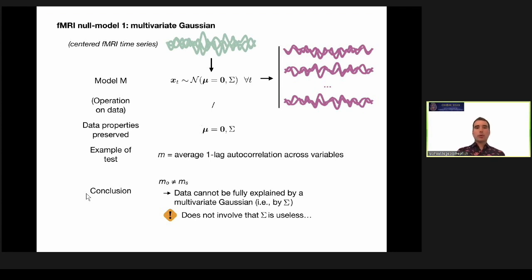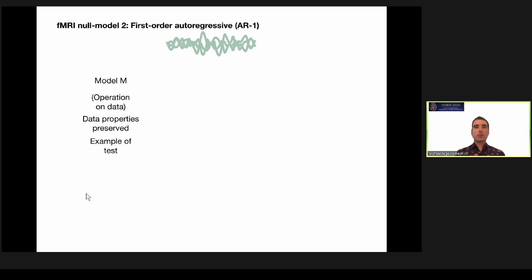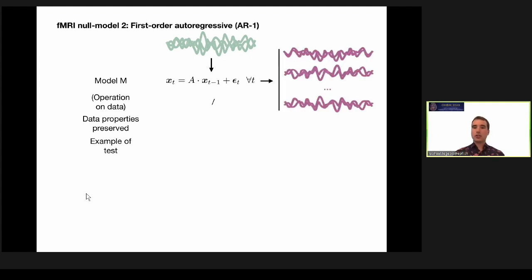Okay, let's now go to a slightly more complex null model, which is the one that assumes that fMRI time series are generated by a first-order autoregressive model. The model writes as follows, and it assumes that successive time points are linked like this, where X is a vector, and A is a square matrix of size 400, for example, if you are using a parcellation of size 400. From this, again, you can generate multivariate surrogate data.